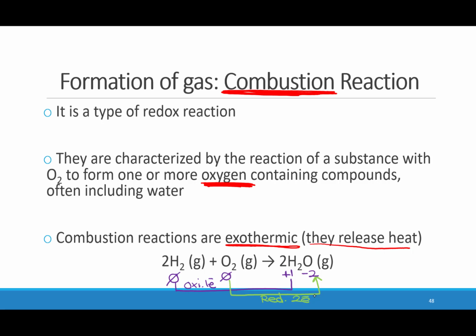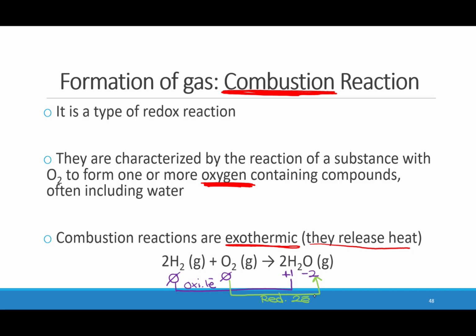You see, this is also a redox reaction. Here, hydrogen is being oxidized. Oxygen is being reduced. Hydrogen gas is your reducing agent. Oxygen gas is your oxidizing agent. And we have a transfer of 2 electrons. Okay, 1 and 2, the common factor is 2.